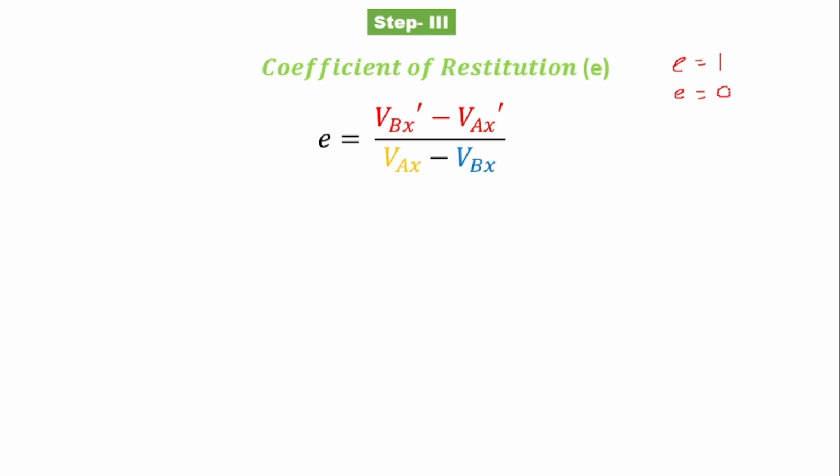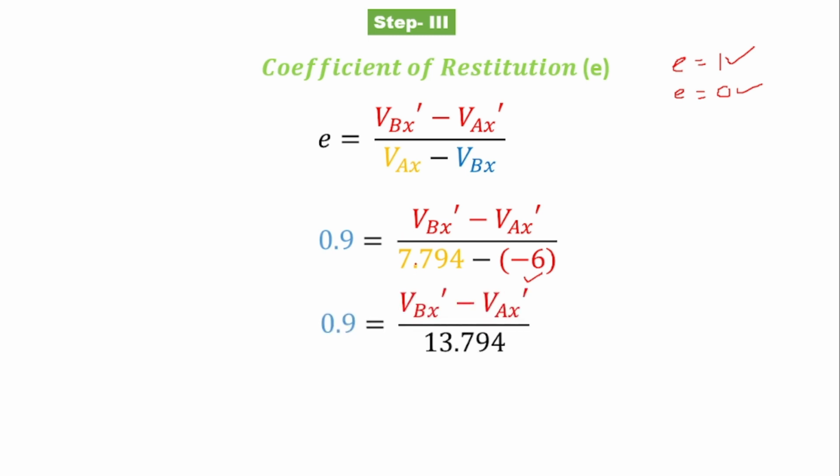Sometimes they only mention the impact is perfectly elastic. So for that you should consider the value of E is equal to 1. If they mention impact is perfectly plastic, then you should take the value of E is equal to 0. Now they have given the value of E is equal to 0.9. So 0.9 is equal to, put the value, VBX dash minus VAX dash, unknown values, divided by 7.794 minus of minus 6. So a minus value should come here.